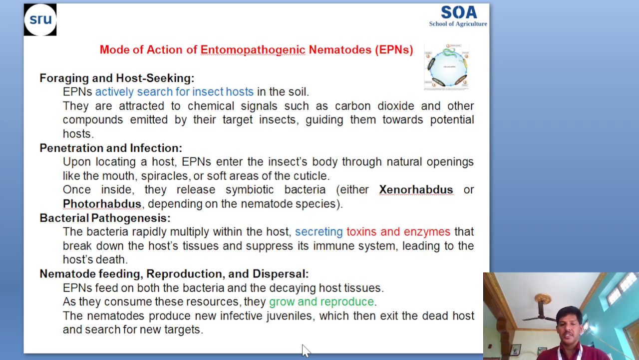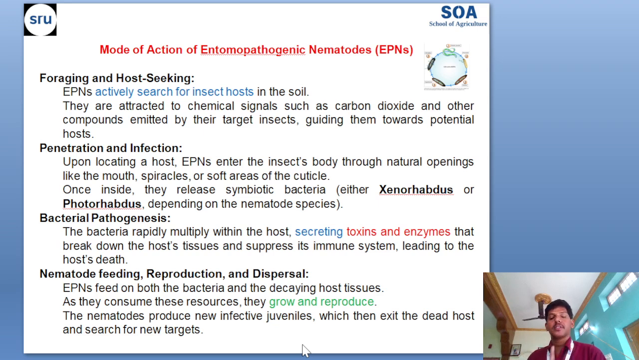Bacterial pathogenesis. The bacteria inside the host develop and multiply rapidly, secrete toxic enzymes and toxic material that break down the host tissues and suppress the host immune system, leading to the death of the host.